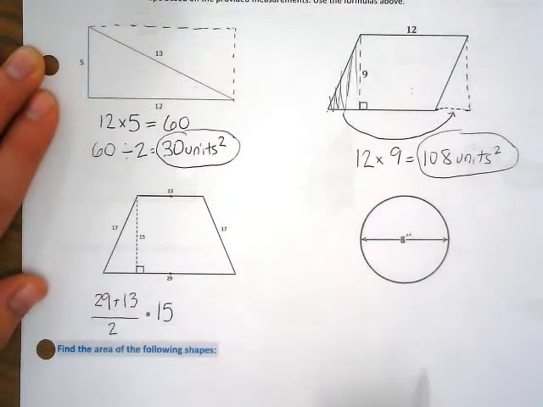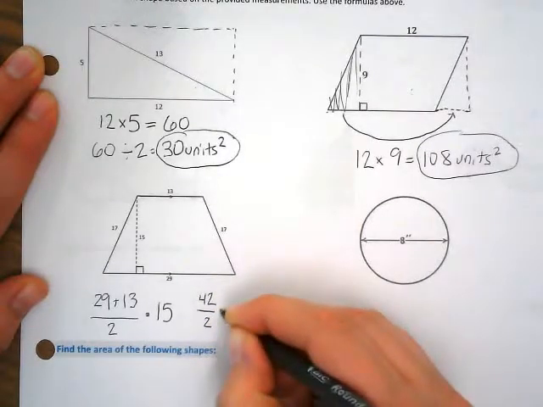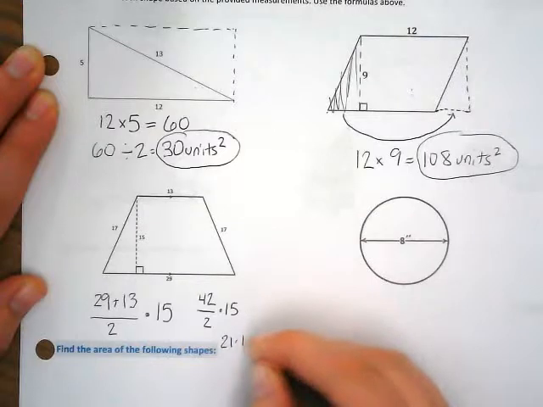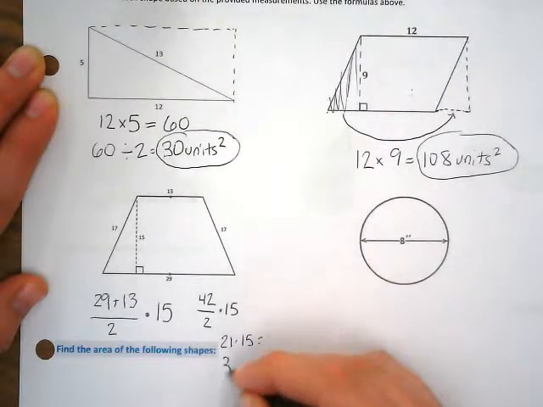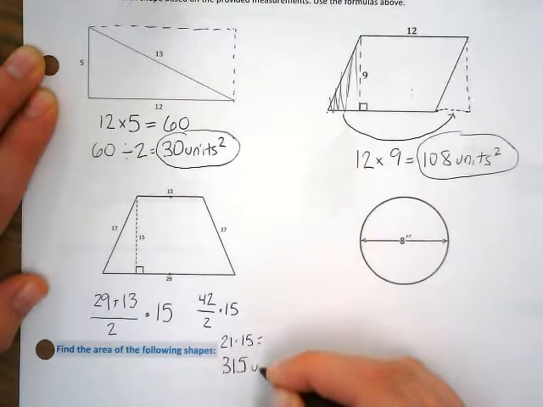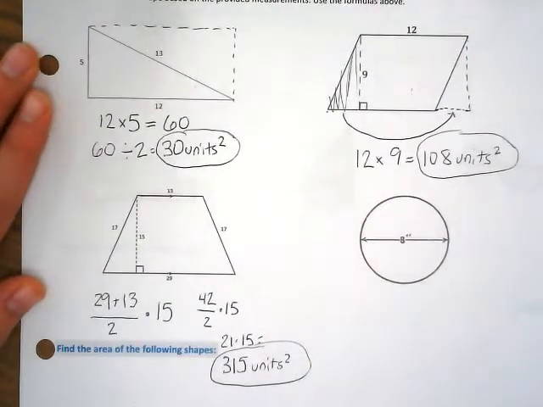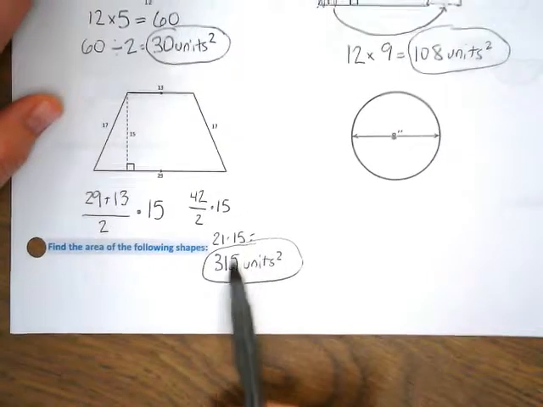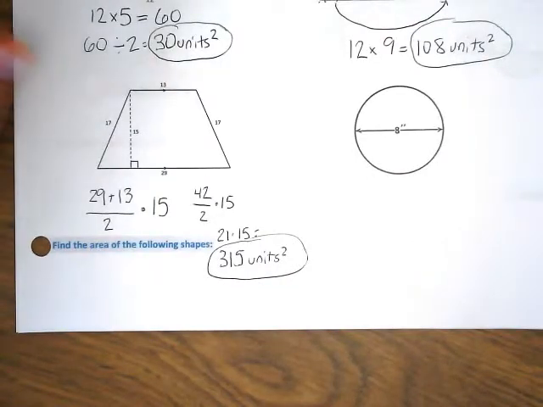Let's see, 29 plus 13 is 42 divided by 2 times 15. 42 divided by 2 is 21 times 15. And if you had a calculator, you could figure out that equals 315. Then, of course, we'll have our units squared. Oops, sorry, I didn't realize I was off the paper there. 315 units squared. 315 squares could fit inside that shape.